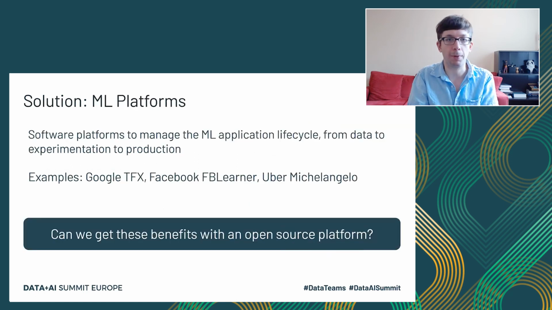So because of the complexity of building these applications, there's actually a whole new class of software that organizations have begun building to help manage them, which is called machine learning platforms. These are software platforms that manage the ML application lifecycle all the way from data to experimentation and production. And some examples of these are the ones used in very large tech companies such as TFX, FB Learner, and Michelangelo, but actually companies in all industries are designing internal ML platforms to power their production machine learning applications.